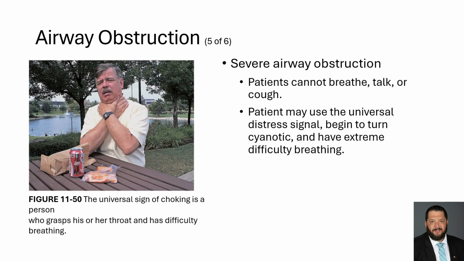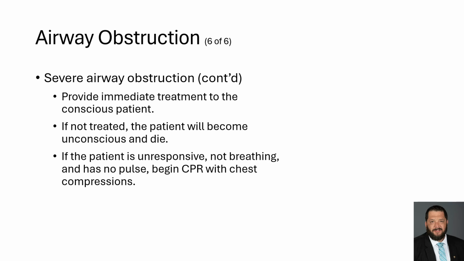Severe airway obstructions, oftentimes patients can't breathe, they can't talk, and they can't cough. The patient may use a universal distress signal, and that's the hands grasping around the neck. They may also begin to turn cyanotic and have extreme difficulty breathing. For severe airway obstructions, you need to provide immediate treatment to the conscious patient.